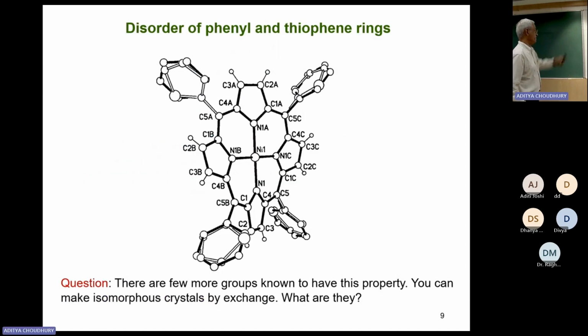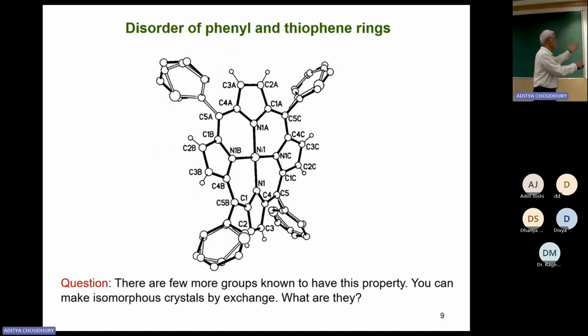Yeah, this is an example from a long time ago. One of my colleagues asked me to determine the crystal structure. He made a thiophene and phenyl group, he made the trans compound, phenyl and thiophene. He asked me to find out. I told him it's not possible. It's going to be disordered because phenyl and thiophene can occupy the same place.